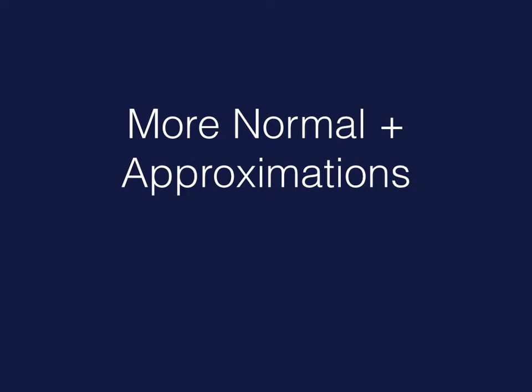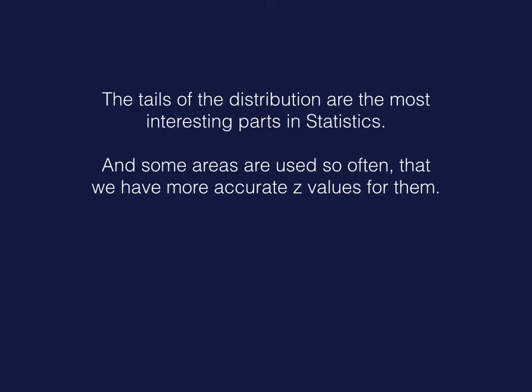Okay, we're going to talk some more about the normal distribution in this video. In any distribution, the tails are the more unlikely things, and that's what we're going to be really focusing on a lot: the less likely things, not the people in the middle, but the people who are way above average or way below average. And so I want more accurate z values for certain parts of the tail.